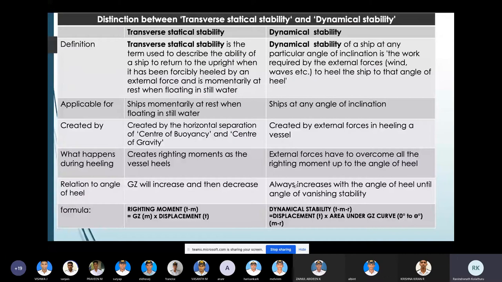And I've just given you some basic distinctions between transverse statical stability and dynamical stability. Transverse statical, as we discussed, is the ability to return to its upright position, whereas dynamical is the work required by external forces to reach a particular angle of heel. Now, statical is applicable when the ship is momentarily at rest, floating in still water. Dynamical is applicable for all angles of inclination. Statical is created by horizontal separation between center of buoyancy and center of gravity, whereas dynamical is created by external forces in heeling a vessel.